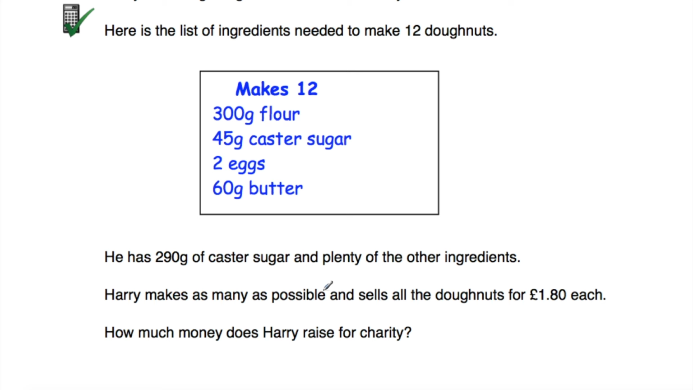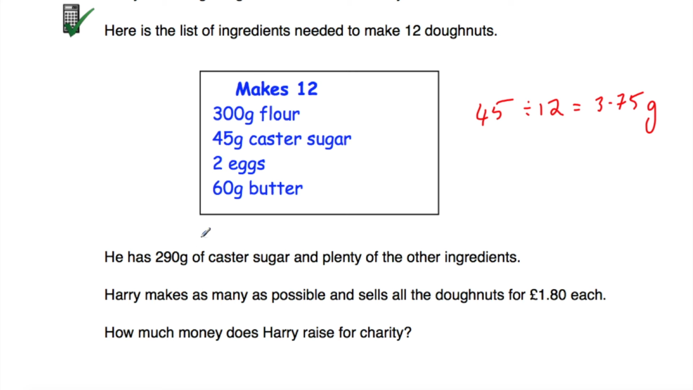Okay, so in this question we want to work out how much money he raises for charity, but to do that we need to work out how many donuts he sells. So let's work out how many donuts he can make. The main thing limiting how many donuts he can make is the caster sugar. We're told that it takes 45 grams of caster sugar to make 12 donuts. So if we take the 45 grams and divide that by 12, that'll be how many grams of caster sugar are in one donut. 45 divided by 12 is equal to 3.75 grams. So there's 3.75 grams of caster sugar in each donut that Harry is making.